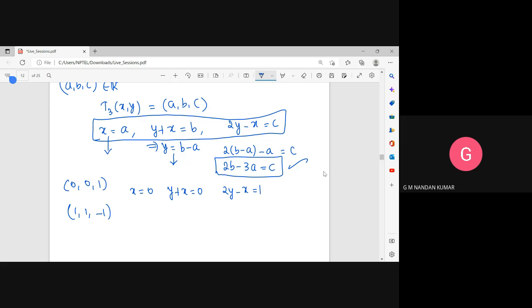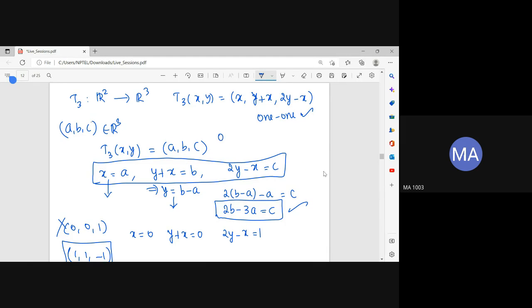Restricting the codomain, ma'am. Will this have a pre-image? Yes, ma'am. Why? If we substitute, we will get it. No, ma'am. x is equal to 1, y is equal to 1. The c is equal to 2b minus 3a, right? Yes. So 2 minus 3 is minus 1. So only for (a, b, c) satisfying this condition will you have a pre-image. Yes, ma'am. If it does not satisfy, you won't have a pre-image.